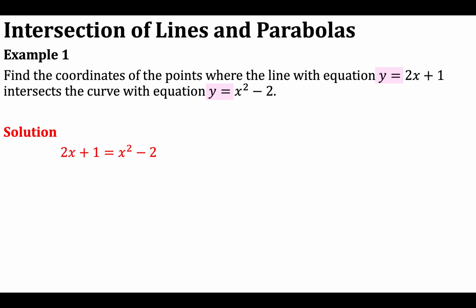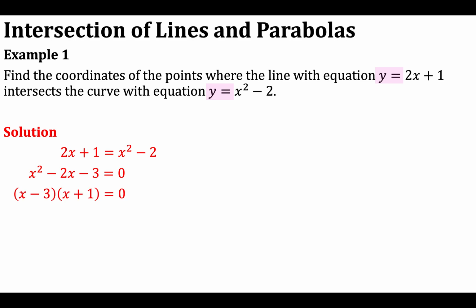So we have 2x plus 1 equals x squared minus 2. Now, we can subtract our 2x and our 1 from both sides of the equation, and that will give us x squared minus 2x minus 3 equals 0. We can then factorise this because we need to solve for x, and when we solve for x, that will give us the x coordinates of these points of intersection.